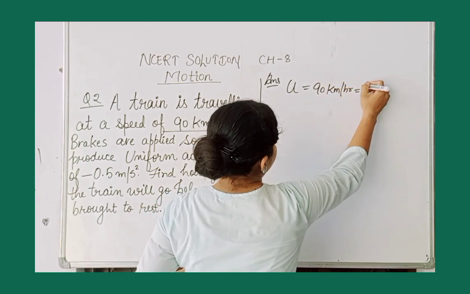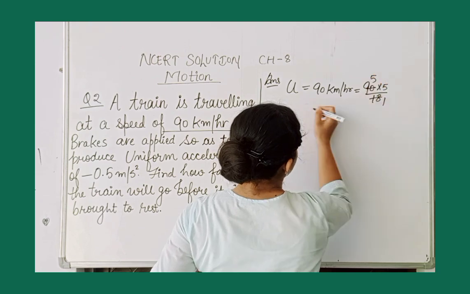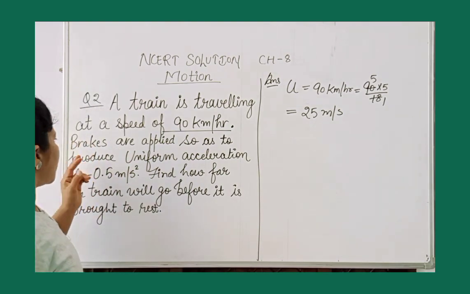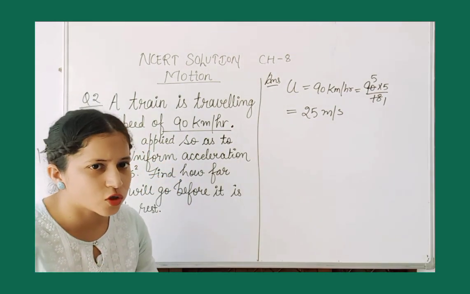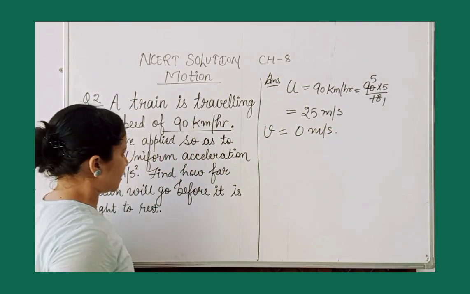We will change it into meters per second by multiplying by 5/18, so 25 meters per second. Now brakes are applied. Whenever brakes are applied, the vehicle will stop, so the final velocity will be 0.